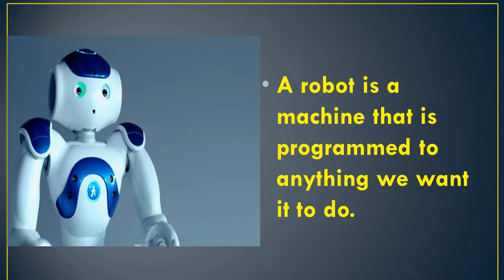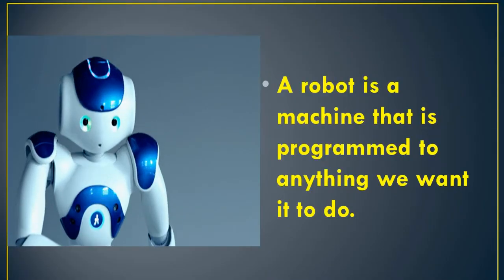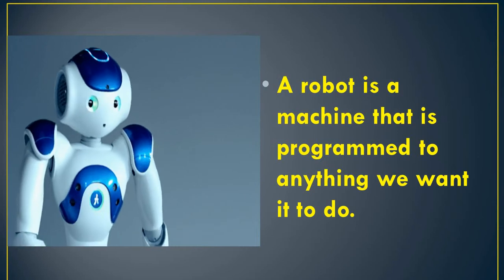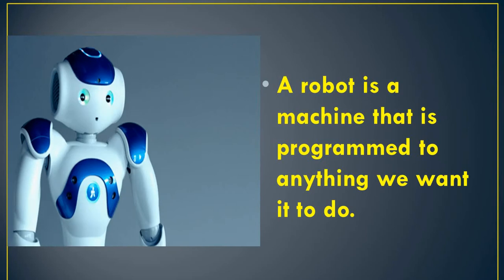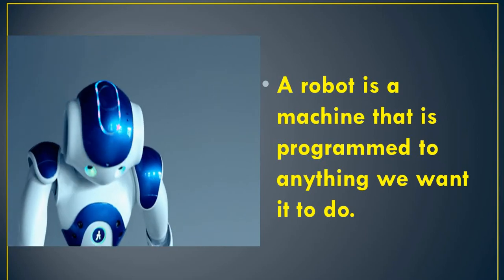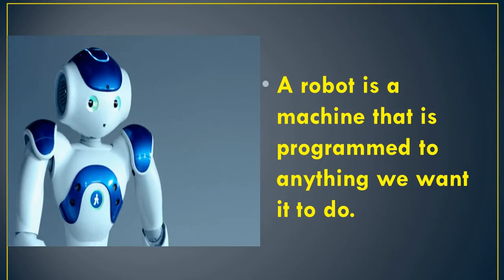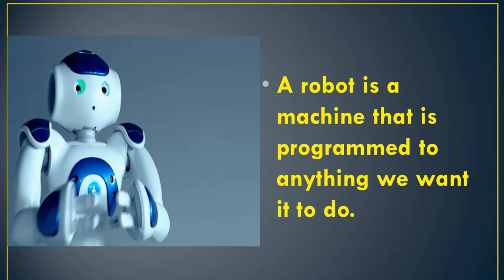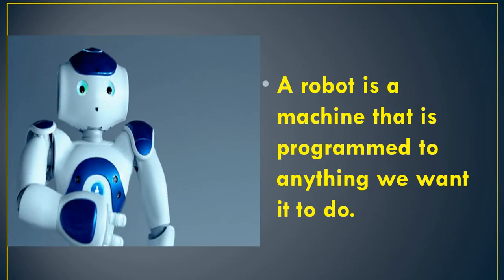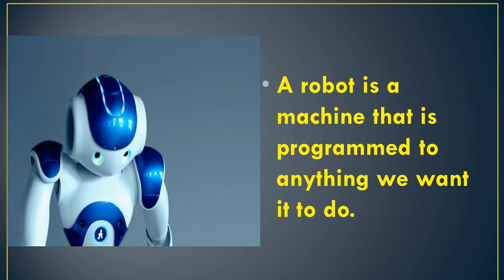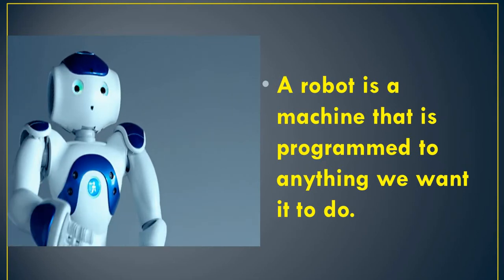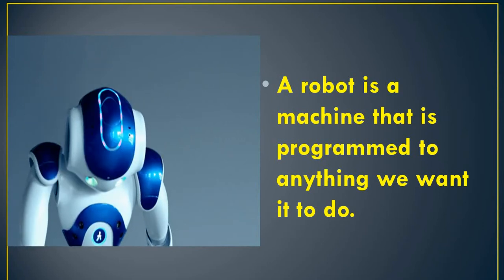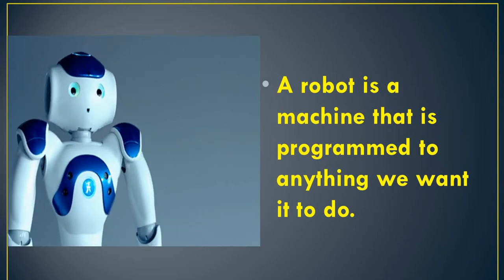First of all, what is a robot? Now, many of us may have seen a robot in a movie, or even at home. A robot is a machine that is programmed to do anything we want it to do. For a robot to do anything we want it to do, it needs to be programmed. Robots don't just act on their own. They act using programs, simple programs that we have written.